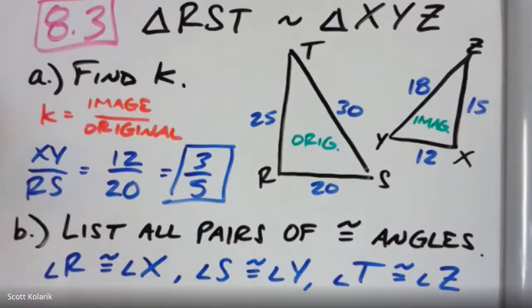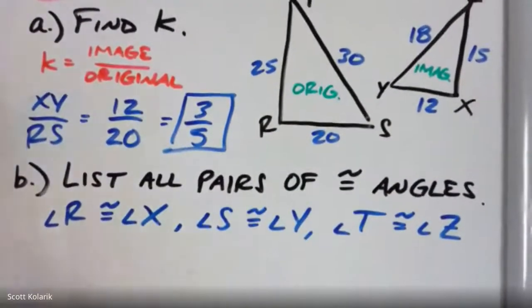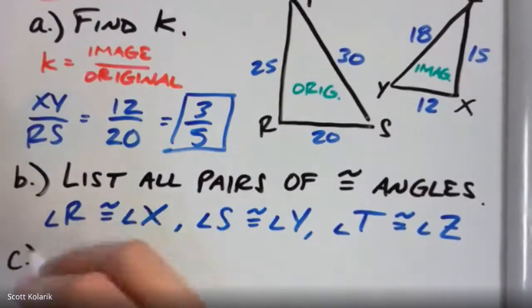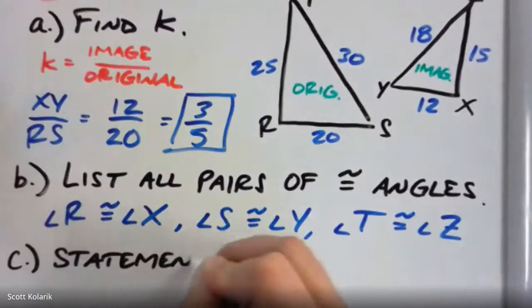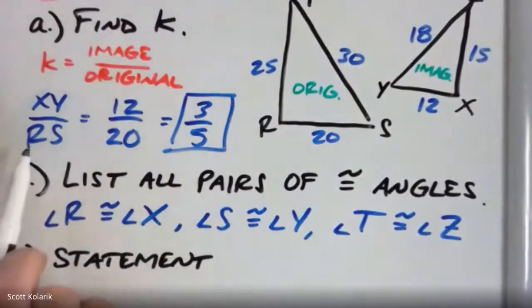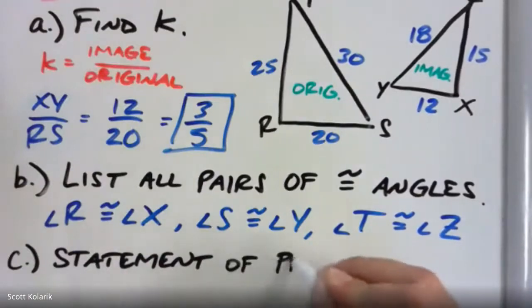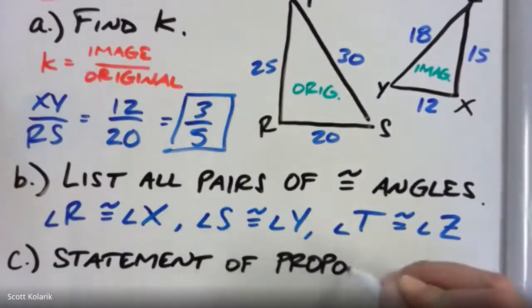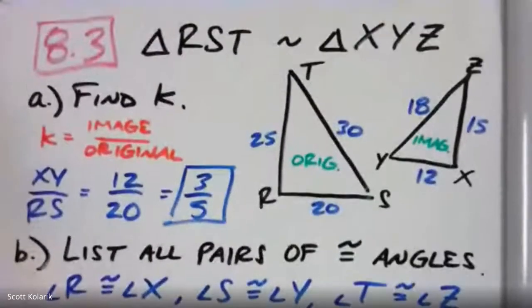Now part C is going to be similar, except I'm going to be dealing with side lengths, or what we would call a statement of proportionality. Similar to what we did right here, but we're going to do it with all 3 sides. So statement of proportionality. Proportion, again, refers to the constant scale factor that I have between all 3 sides right here. And so my statement of proportionality, I can, again, just work my way down the line.